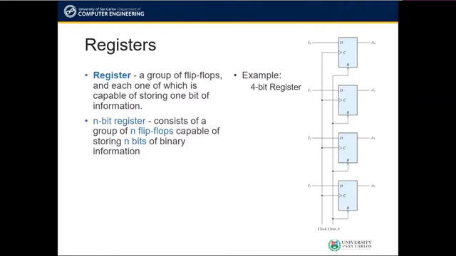To begin our discussion, let's first define what a register is. A register is a group of flip-flops, and each flip-flop is capable of storing one bit of information. So therefore, if we have an n-bit register, it means that it is capable of storing or holding n bits of binary information or data using n number of flip-flops.